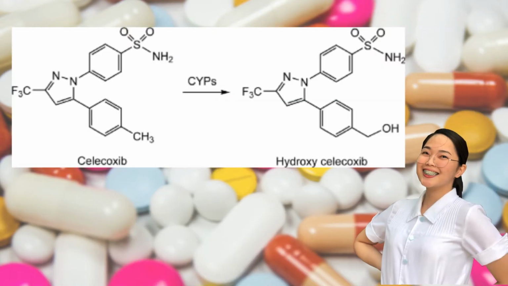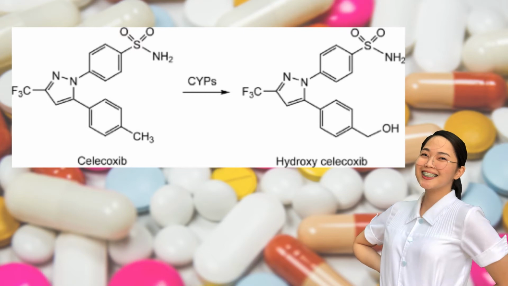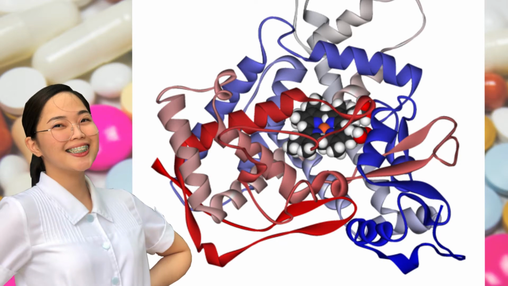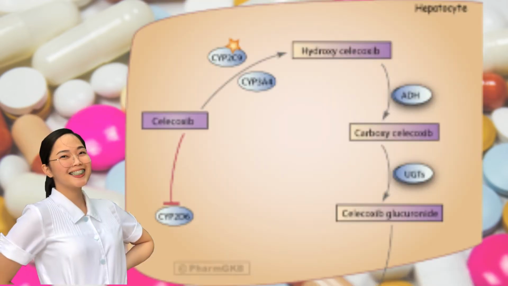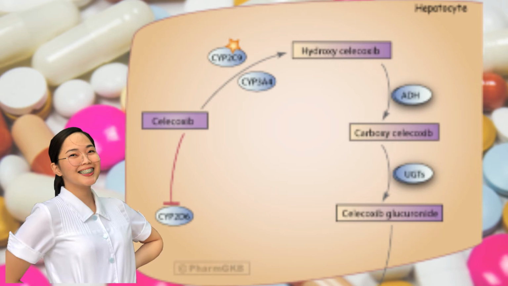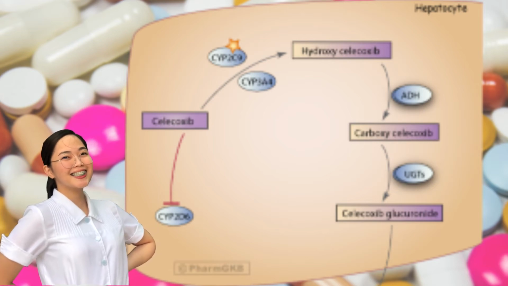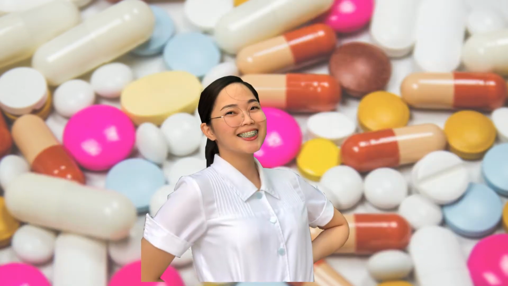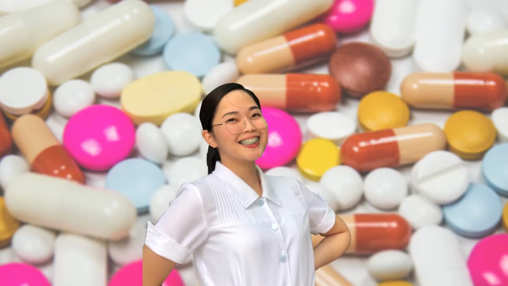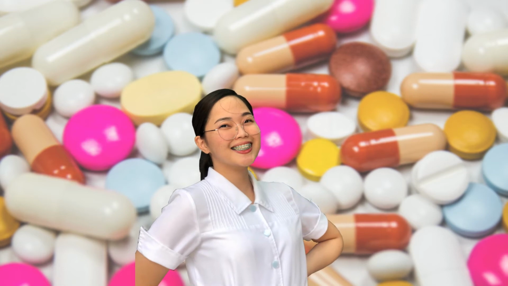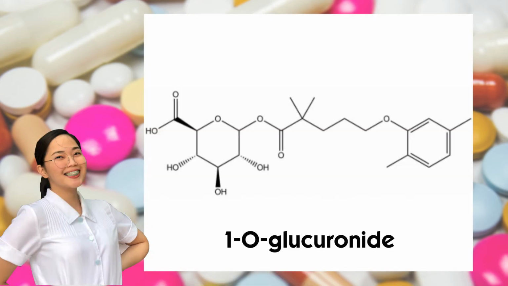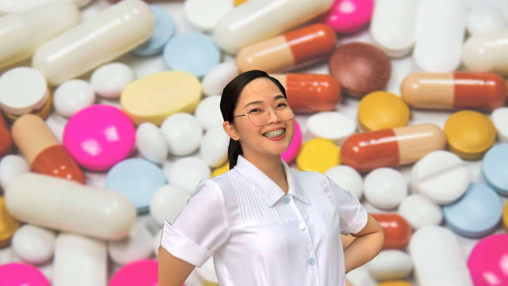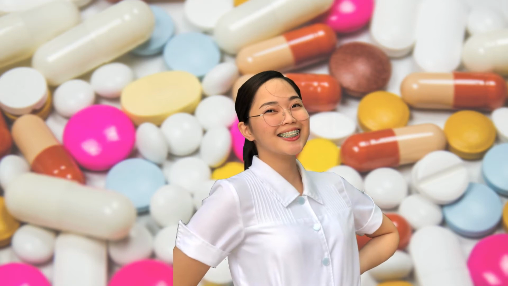Celecoxib is metabolized primarily through methyl hydroxylation to form hydroxycelecoxib. This reaction is largely catalyzed by CYP2C9. Hydroxycelecoxib is further oxidized to form carboxycelecoxib via cytosolic alcohol dehydrogenases ADH1 and ADH2, then conjugated with glucuronic acid via UDP glucuronosyltransferases, also known as UGTs, to form the 1-O-glucuronide. None of the metabolites are pharmacologically active.